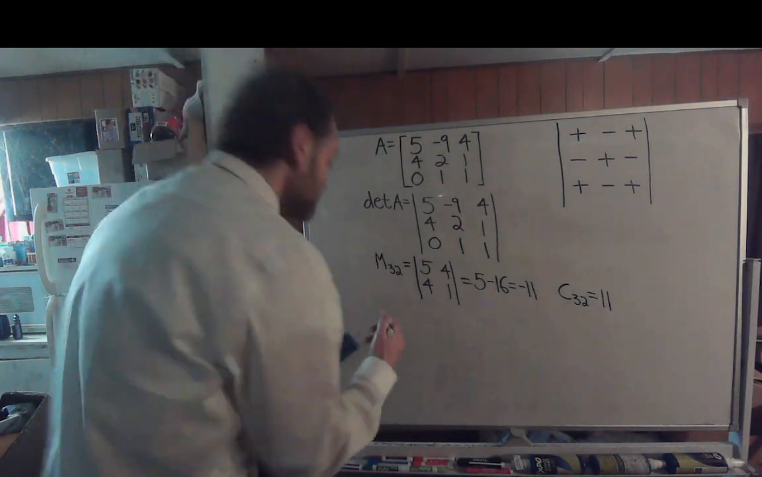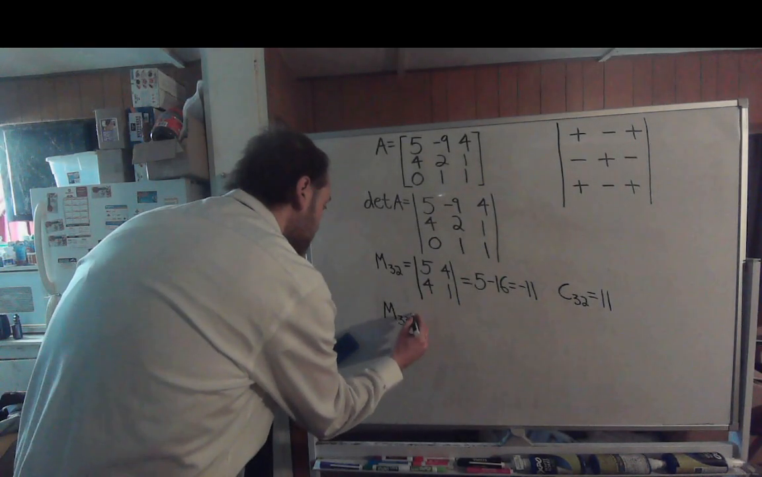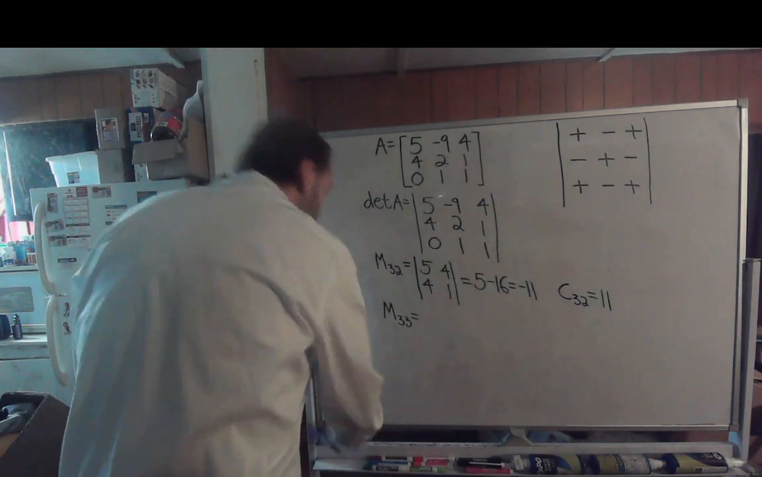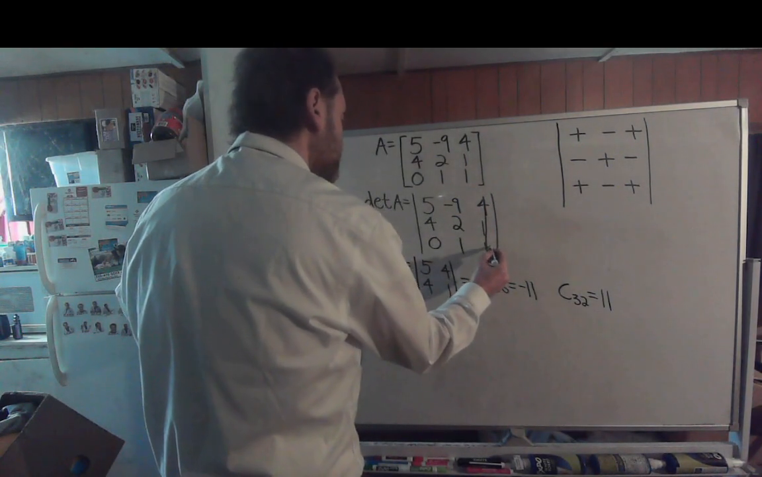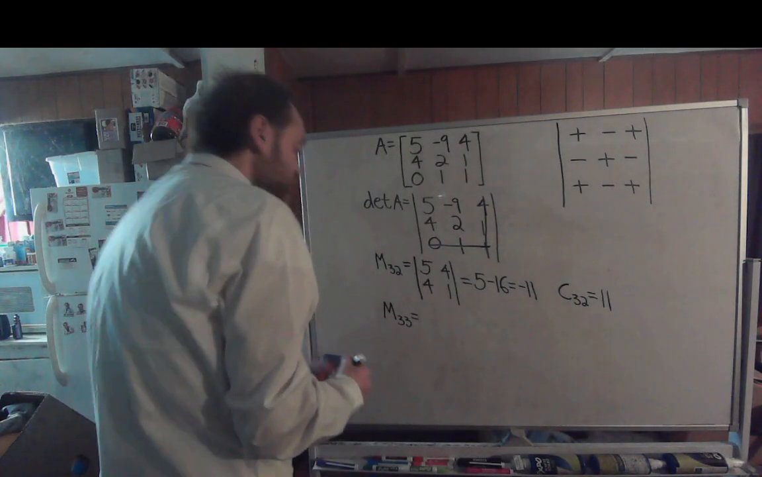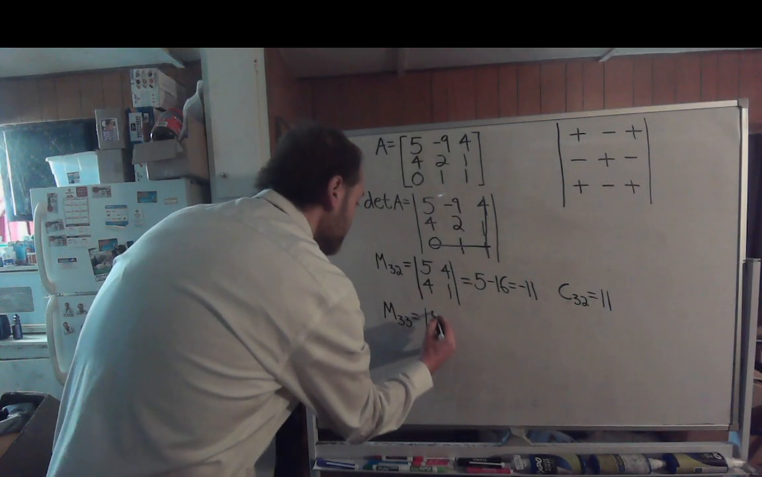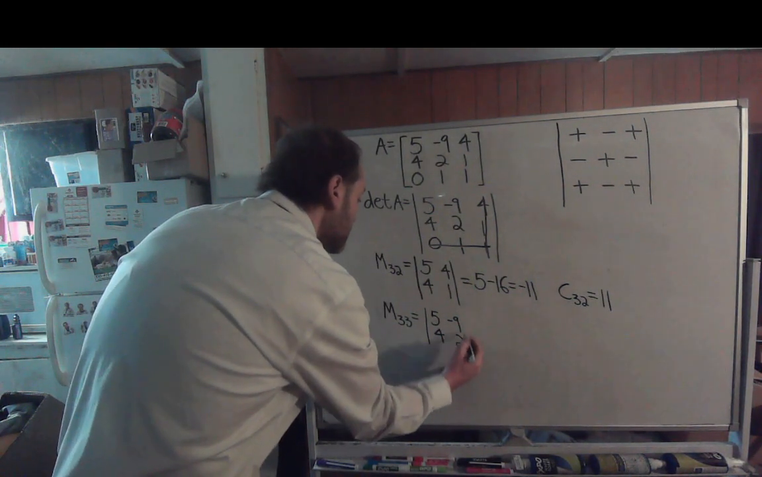Now we'll find minor 3, 3, so that'd be the third row, third column. So we're dealing with the coefficient of that one, but we're not multiplying by anything just yet. So strike out the column and row it's in. There's the determinant of whatever's left. That'll be your minor 3, 2. So it'll be the determinant of 5, negative 9, 4, and 2.